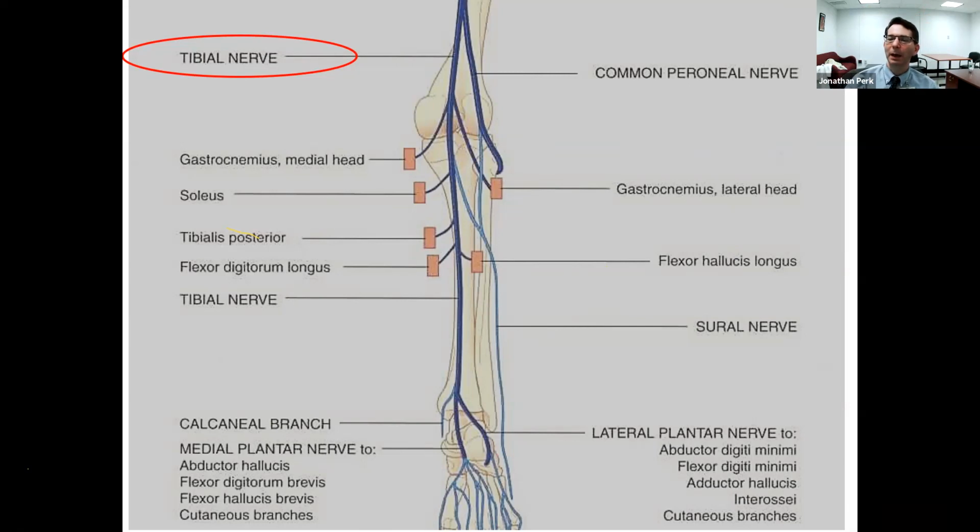So that's a little bit of L5, but mainly S1, and that's also responsible for the ankle jerk. So the ankle jerk, the Achilles tendon jerk, activates the gastroc and the soleus, and it tests the S1 root through the tibial nerve, through the sciatic, through the lumbosacral trunk. A lot of it is actually the S1 contribution to the sciatic nerve. Okay, so that's the first movement.